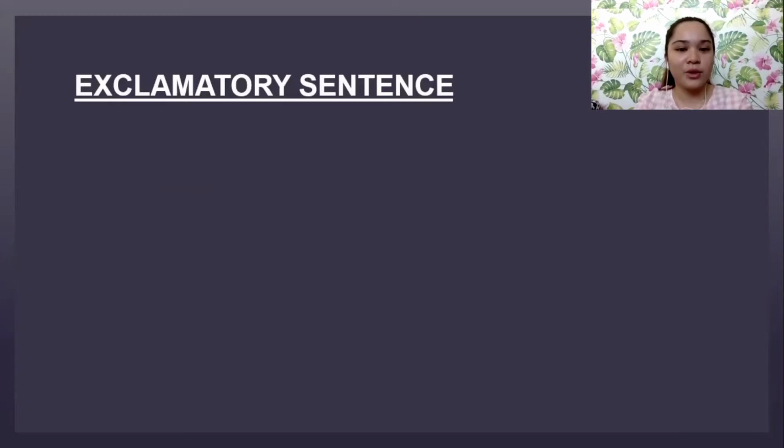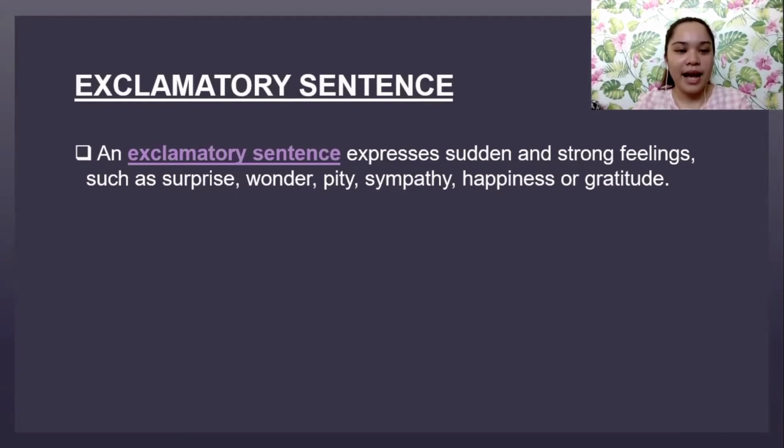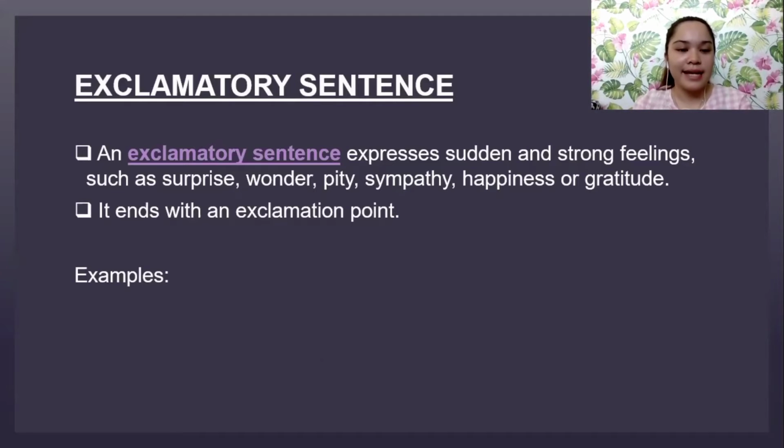Last is exclamatory sentence. An exclamatory sentence expresses sudden and strong feelings, such as surprise, wonder, pity, sympathy, happiness, or gratitude. And it ends with an exclamation point. Examples are: I can't believe it. My phone is broken. Okay, so these are some of the examples of an exclamatory sentence.